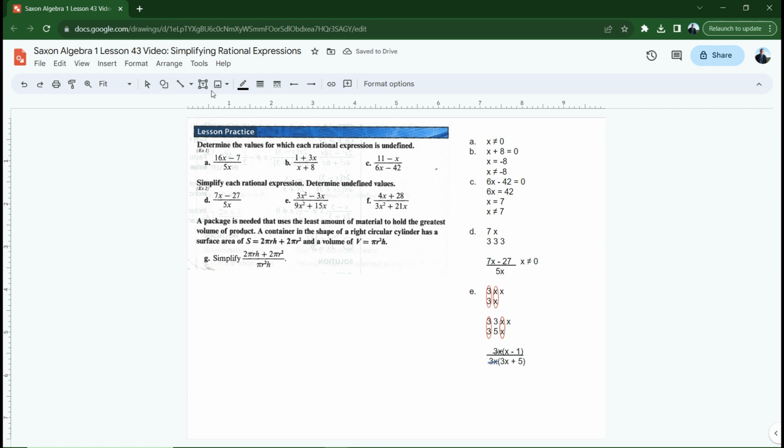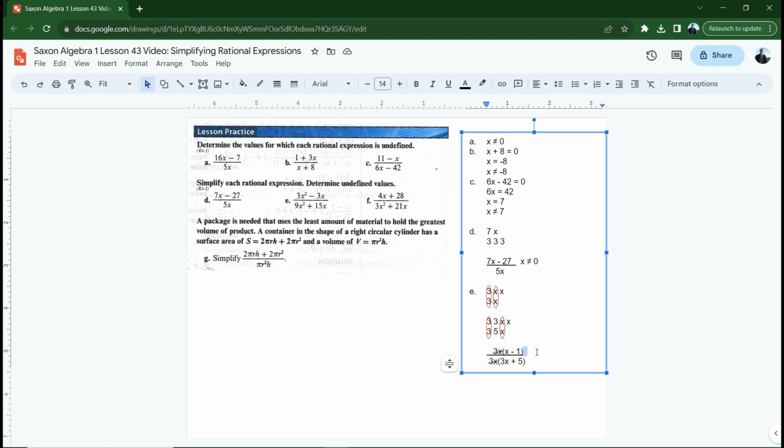So my answer for this problem is going to be x. Whoop, hold on. Let's get rid of that fraction bar. We'll restart it. It's going to be x minus 1 over 3x plus 5. And that's going to be my new fraction for the simplified fraction. Can't factor it any further.